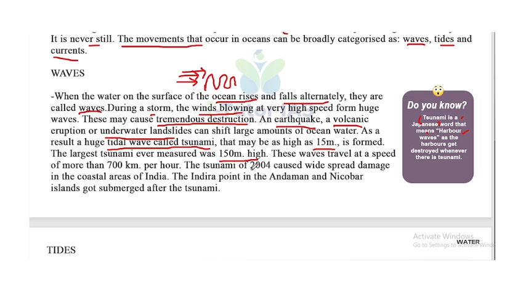The tsunami of 2004 caused widespread damage in the coastal areas of India. So the 2004 tsunami, we know it caused widespread damage in India, especially in south and southeast India. The Indira Point in the Andaman and Nicobar Islands got submerged after the tsunami. So the Indira Point was submerged at that time.